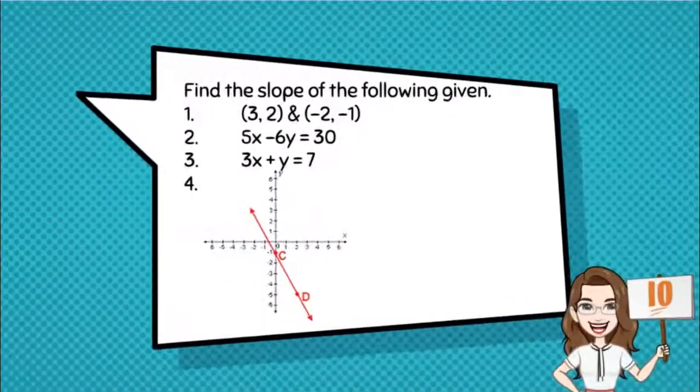Let me leave you an exercise. Try to practice your skills on how to get the slope of a line given a graph, 2 points, or an equation.